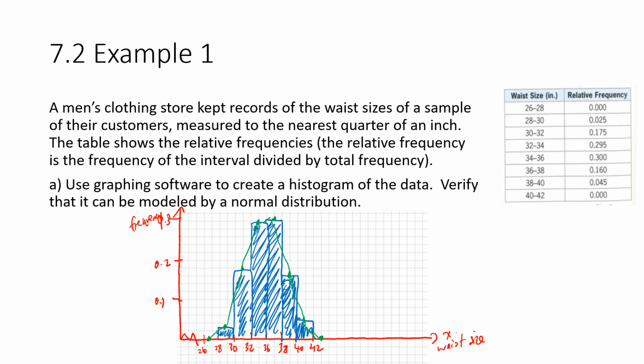Okay, so I just noticed I made a slight mistake for my intervals. 32, there should be 34, 36, 38, 40, and here we have 42. Okay, so we can see it kind of looks like a bell curve, close enough. So we can model it using a normal distribution, or we can assume that this random variable is normally distributed.